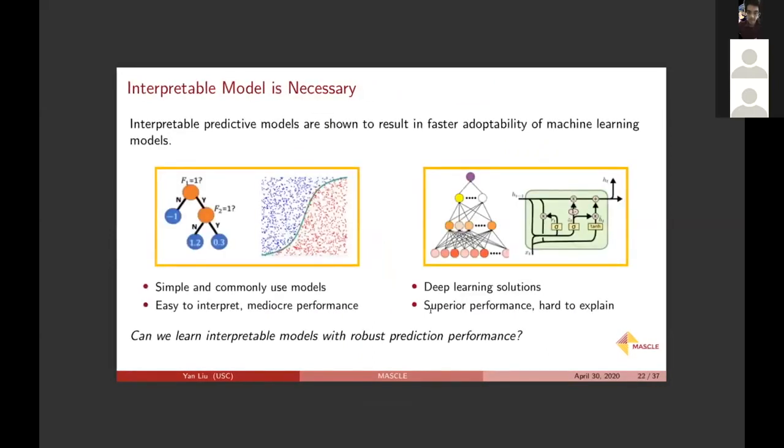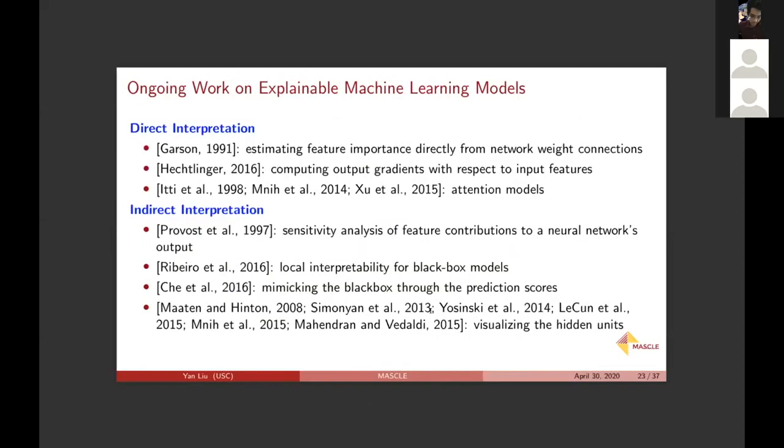Many different types of approaches have been developed for interpretable deep learning models. Obviously, the main goal is that we want a relatively interpretable model, but at the same time we try to achieve prediction performance similar to a neural network. Here is some of the previous work people have been doing in terms of direct interpretation and indirect interpretation. Some of the work you are probably aware of is, for example, the LIME approach, which uses locally weighted linear regression for local interpretation. Or direct interpretation, which basically directly estimates the feature importance from the network weights.